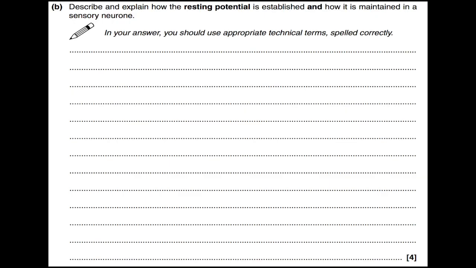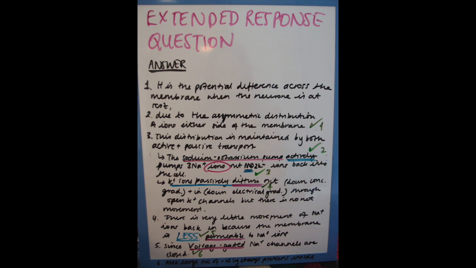So now let's look at an extended response question that you'd probably find in section B of component 1. This question says, describe and explain how the resting potential is established and how it is maintained in a sensory neuron. So because it says describe, I would first state that the resting membrane potential is the potential difference across the membrane when the neuron is at rest, roughly around minus 70 millivolts, and it is due to the asymmetric distribution of ions either side of the membrane.